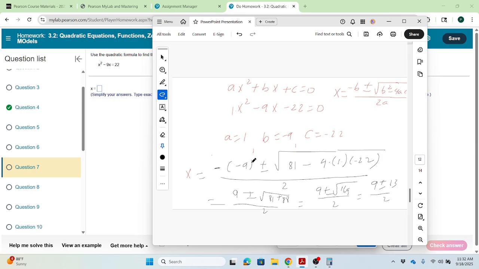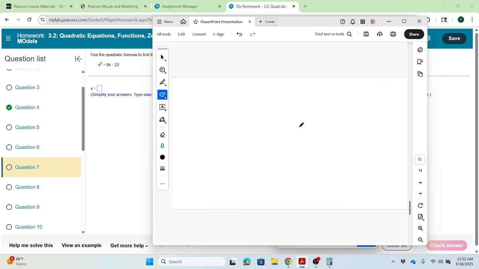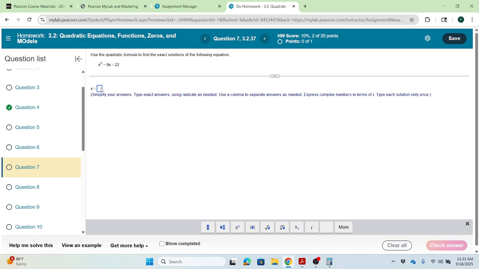So now to find the value of the solution, first you use the plus and then you use the minus. So x is 9 plus 13 divided by 2. That's the one solution. And another solution is 9 minus 13 divided by 2. So here 9 plus 13 is 22, divided by 2 is 11. Here this is negative 2 divided by 2 is negative 1. So these are the two solutions, 11 and negative 1. Simplify your answer and then type the exact answer using radical as needed. Use comma to separate the answer.